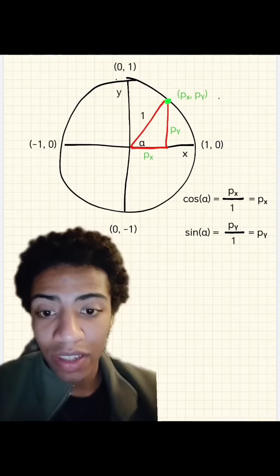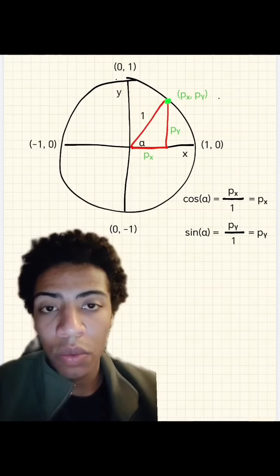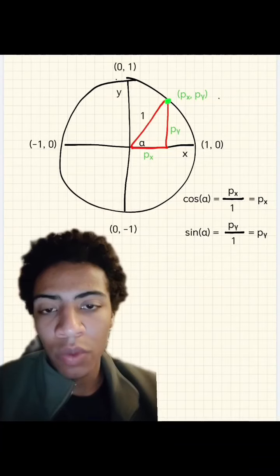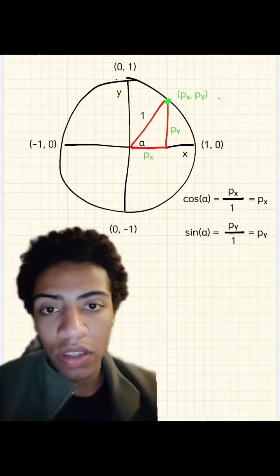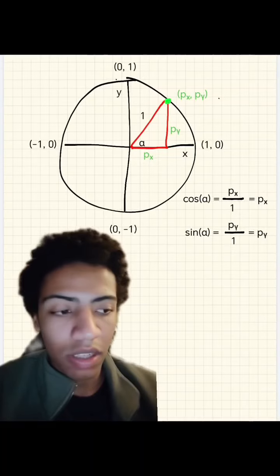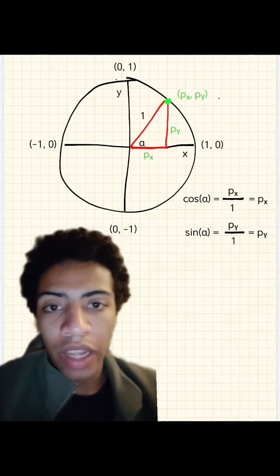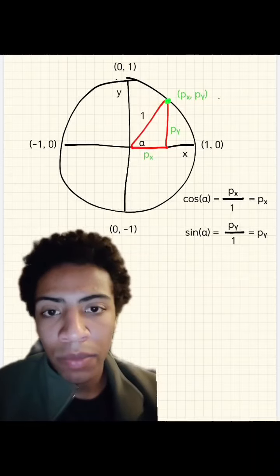Hey, so I want to discuss a bit of geometry, which is calculating a point that is on the circumference of a circle. In this case, I'm going to be using a unit circle, but you can use any type of circle. So it's basically very simple here.